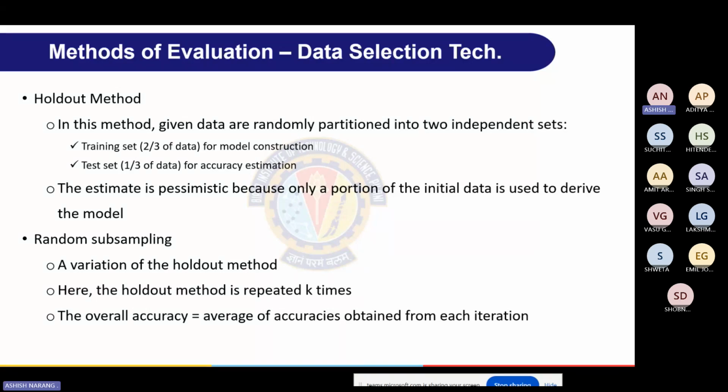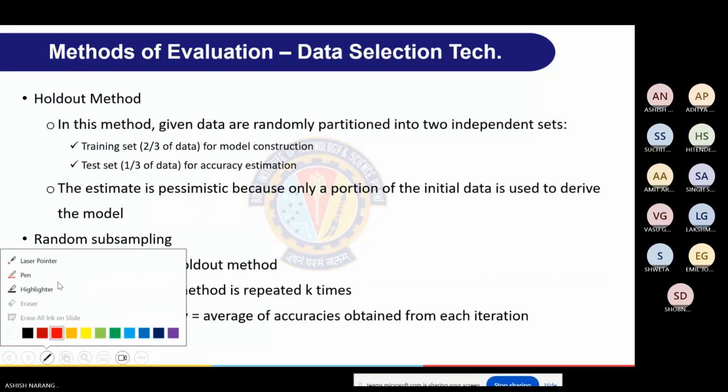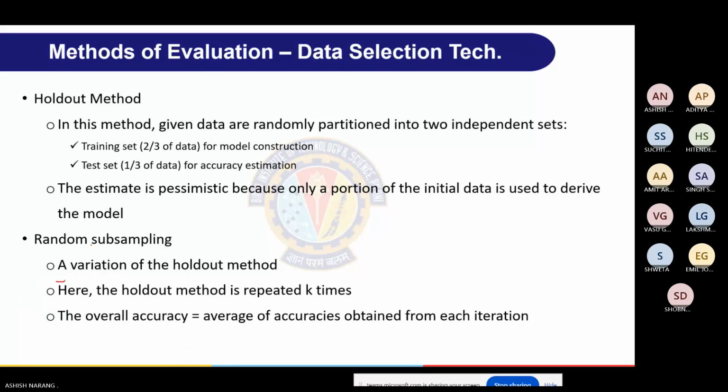So what we're trying to do here is simply divide the data. If I have 300, 200 will be used for training and 100 will be used for testing. And that's what the holdout method is.